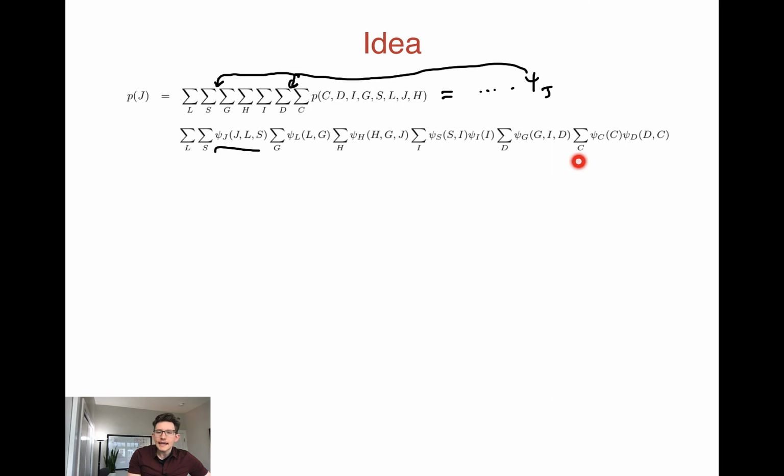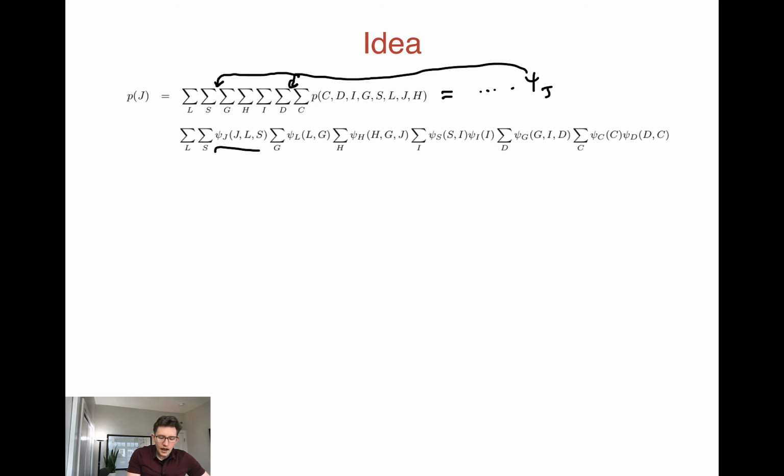So now notice I can't take this sum over c and push it any farther because both of these factors have c in them. And the same thing goes with d. I can't push it in farther because there's a factor of d in here. And likewise for I, there's a factor I here.